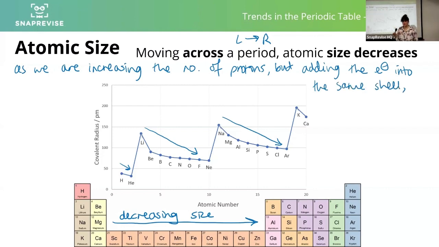If we're adding it into the same shell, then that shell is already being provided with shielding. We're not increasing the amount of shielding because the electron's going into the outer shell. If the electron's going into the outer shell, then it's not going to be adding any shielding. So by adding the electron to the same shell, there is no added shielding.